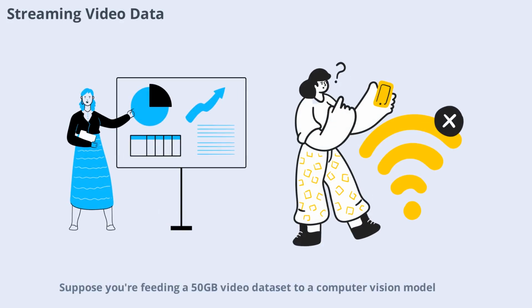Suppose you're feeding a 50 GB video dataset to a computer vision model. Loading it all at once would crash your system. With a generator, you load and process one frame at a time, keeping memory usage minimal. This approach makes large-scale AI training feasible on standard hardware.